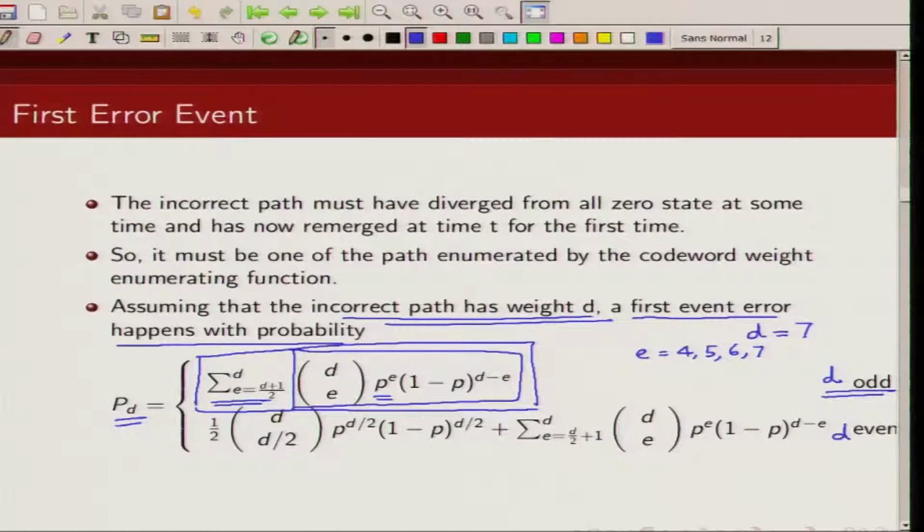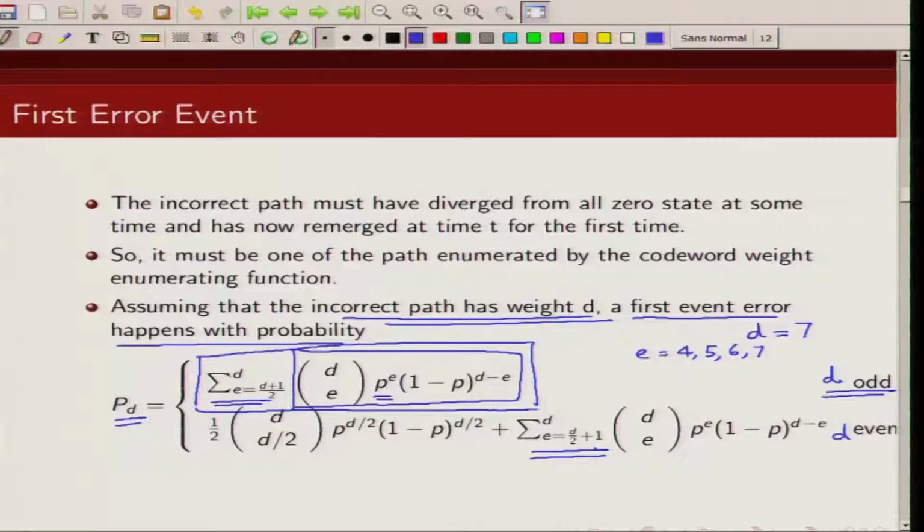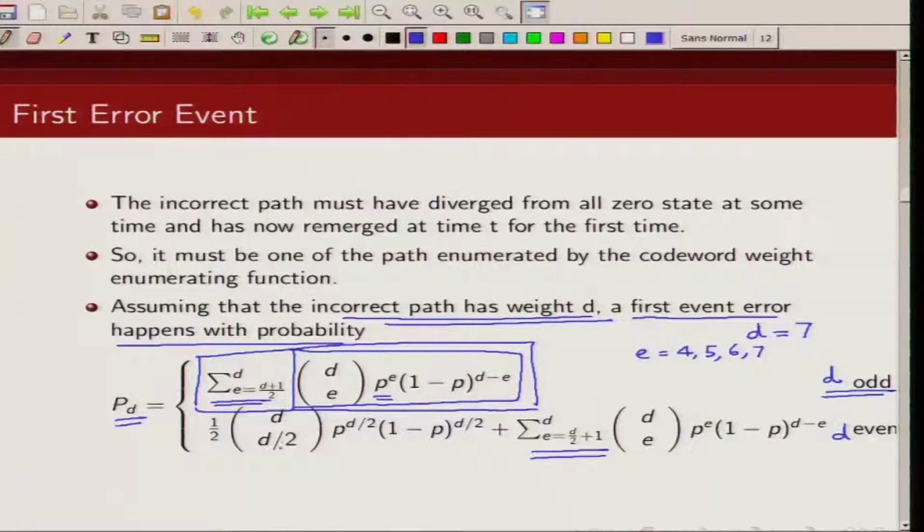What about when d is even? When d is even, for all error patterns from d by 2 plus 1 to d, you will decide in favor of the incorrect path, and whenever the error is d by 2, then there is a 50-50 chance, because there is a tie in the metric. So, you can just flip a coin and choose either path, and that is why for d by 2 I have written here half times this probability, plus all error patterns of weight more than d by 2.